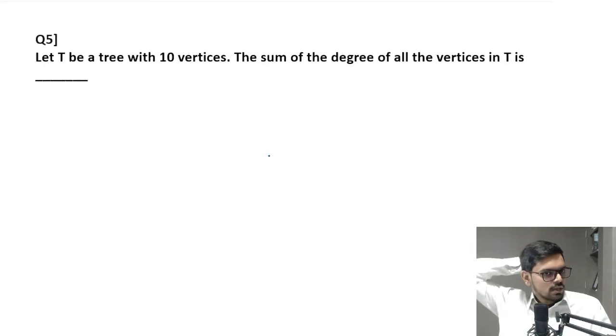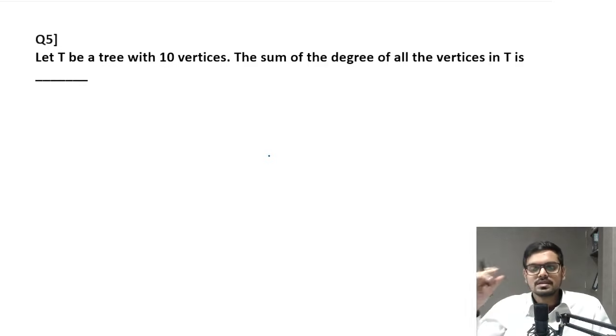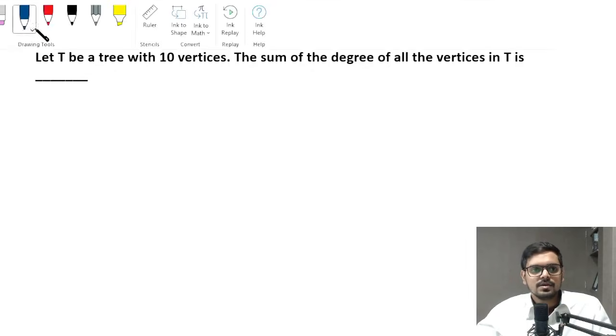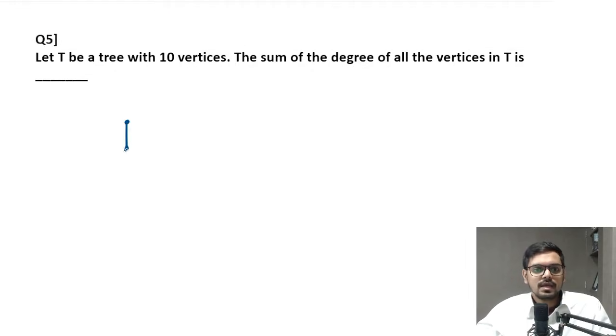Try the next question. Let T be a tree with 10 vertices. The sum of the degree of all the vertices in T is? Pause the video, think. Tried? So when I say tree, it means a chain. If I have 4 vertices, the number of edges is 3. So if I have n vertices, then the number of edges is n minus 1.